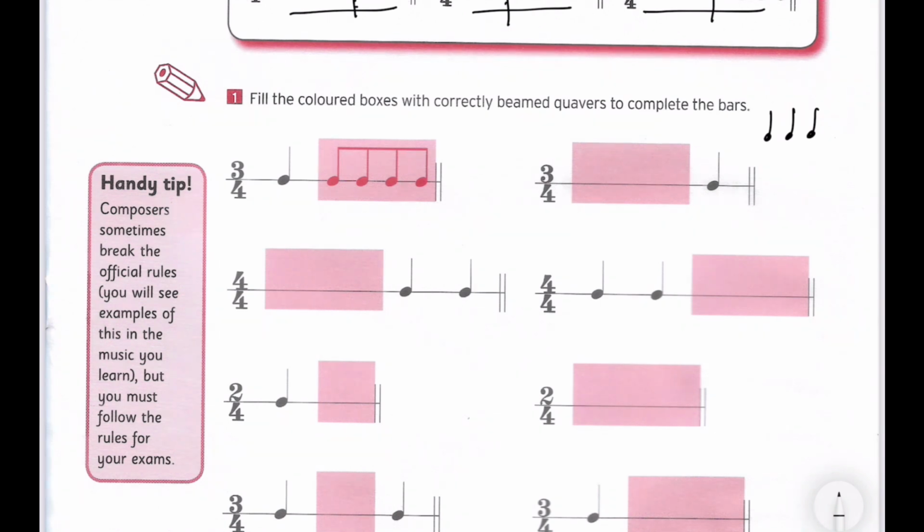Thank you. So out of these three quarter notes, we have one quarter note here. That means we need two more. So two more beaming together. That means we need four of them, right?